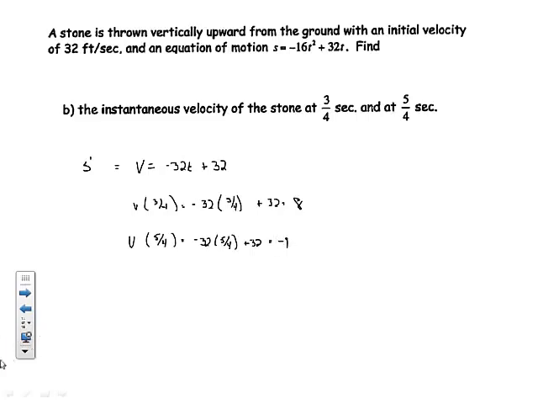So at 3/4 of a second, the ball is going up at 8 feet per second, and at 5/4 it's coming down at negative 8 feet per second.